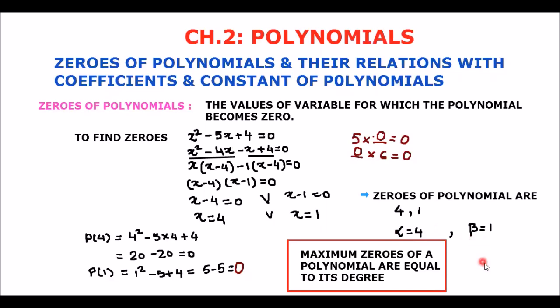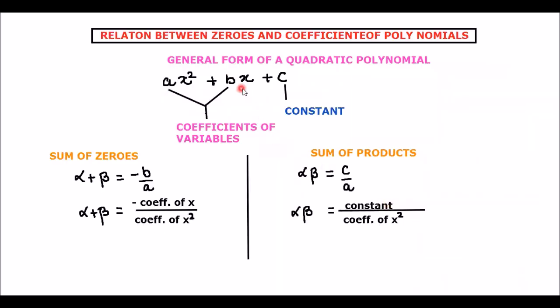So children, I hope it is clear to everyone how to find the zeros of a quadratic polynomial by factorizing. Now children, let's learn more. The general form of a quadratic polynomial, as you all know, is ax square plus bx plus c. a is the coefficient of x square, b is the coefficient of x. Therefore a and b are called the coefficients of the variable, and c is the term without x, with no variable attached to it. Therefore this is known as the constant term.